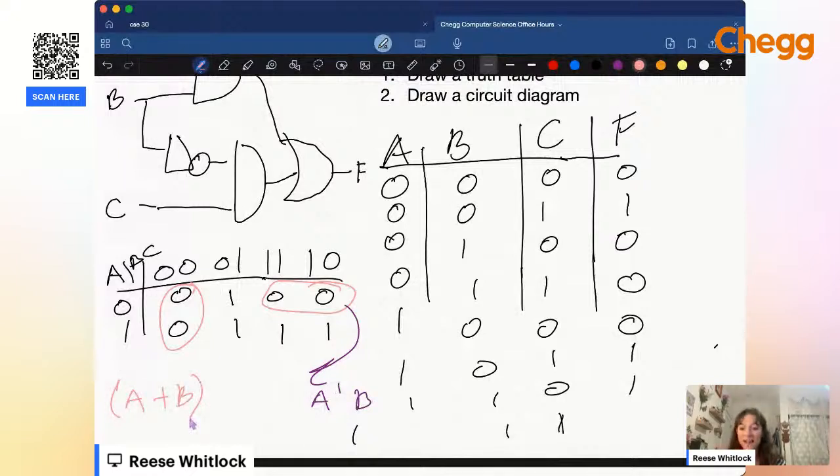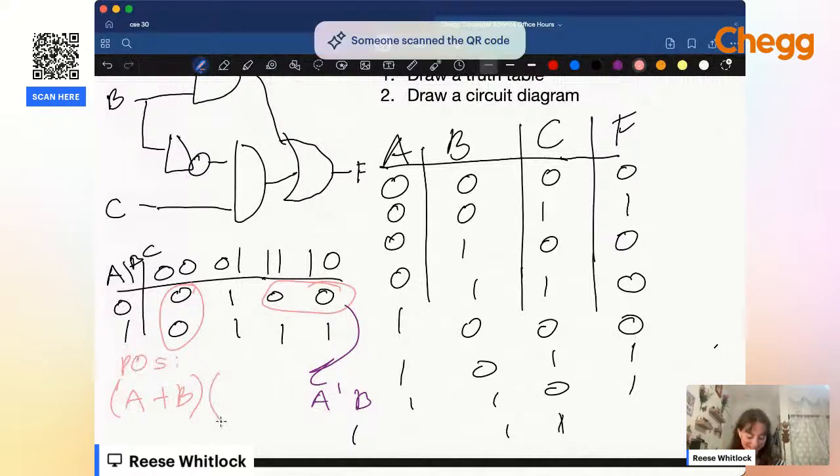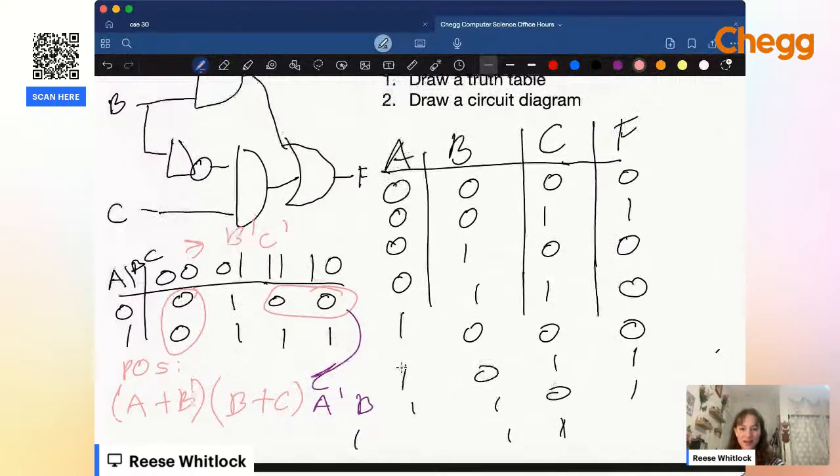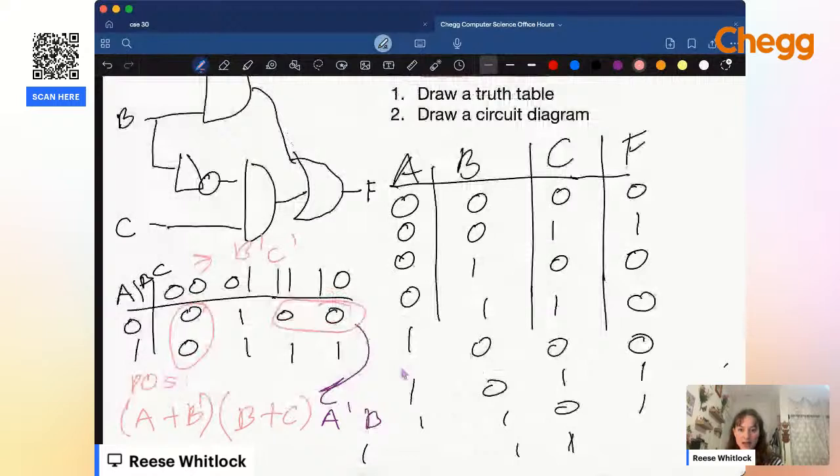I keep saying that. It's product of sums. And this one, which is not A and not B. Or sorry, not B and not C. So that'll be B or C. It's super easy to know which is which, but POS and SOP just sound so similar. And then in our last minute, I can quickly just draw this circuit.